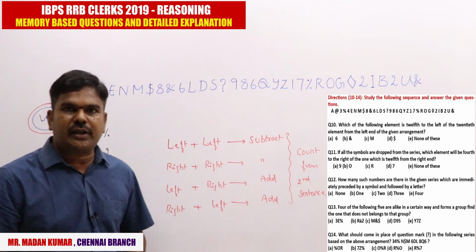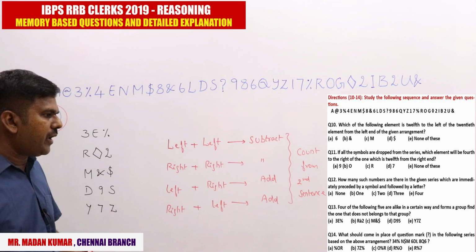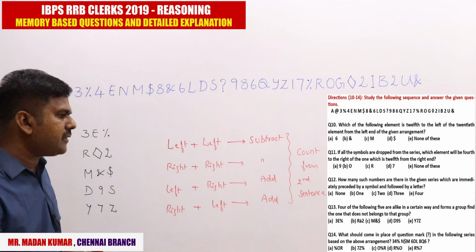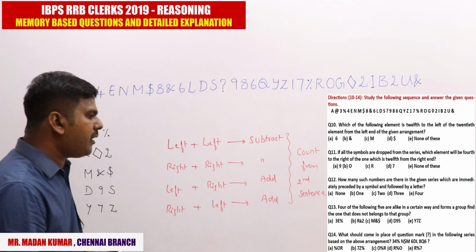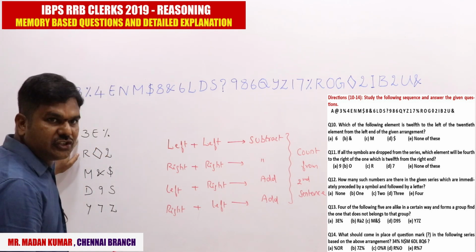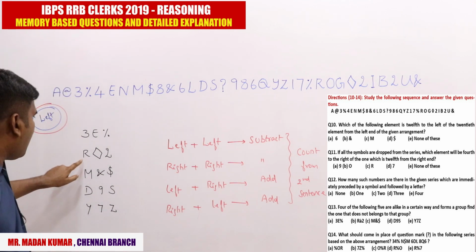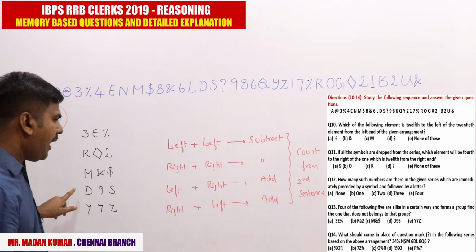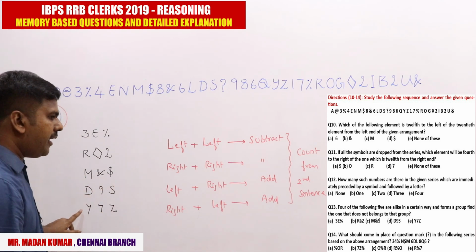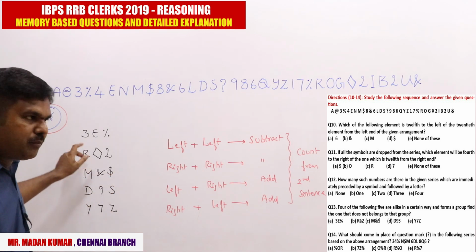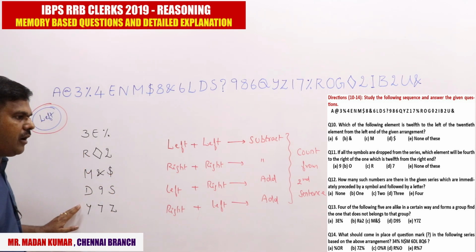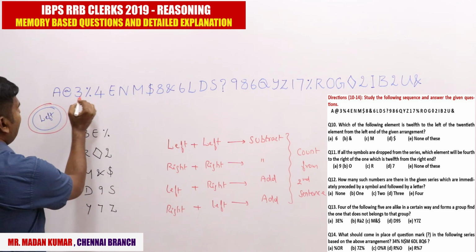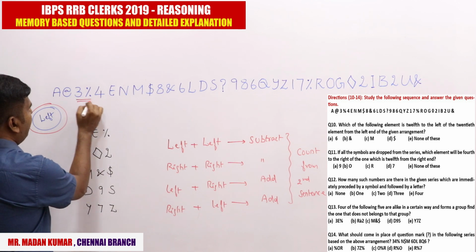Now we'll see the next question. Four of the following five are alike in a certain way and form a group. Find the one that does not belong to the group. What is being given? 3E%, R diamond shape 2, M&$, D9S, and Y7Z. Now which is the one that does not belong to the group? We need to see that. If you observe here, 3 is there, percentage is there, E is there.